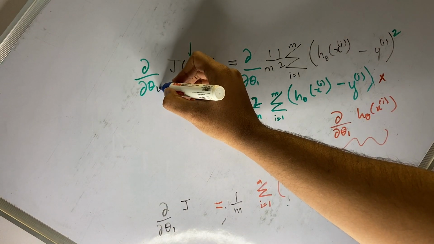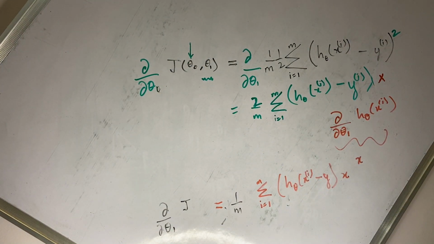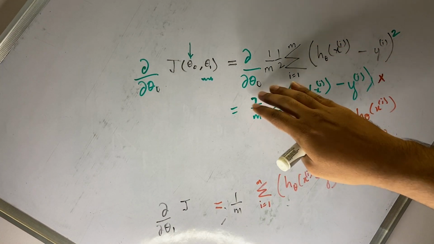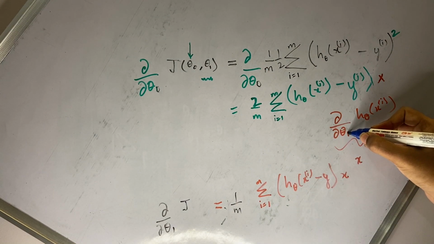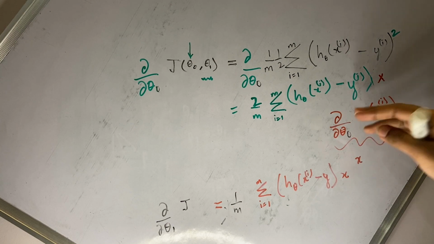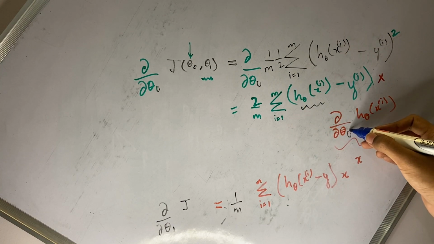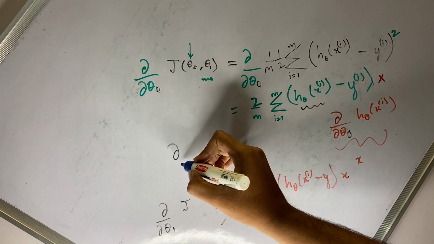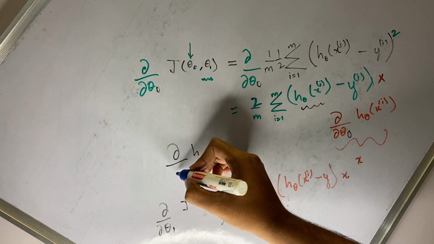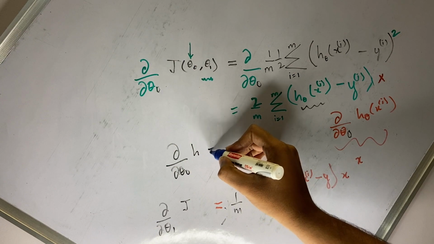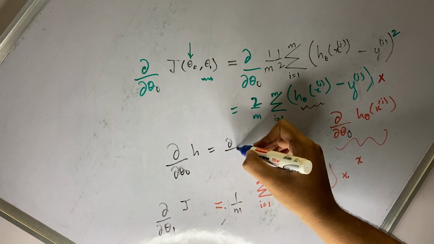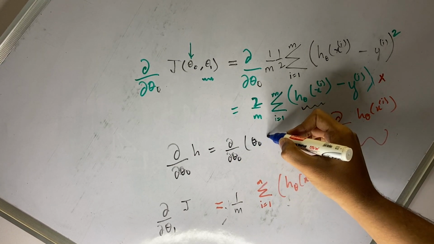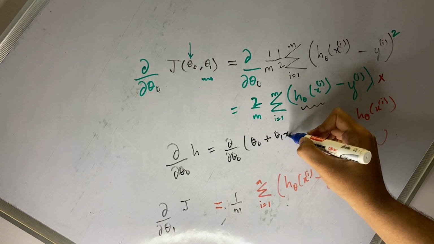When it comes to θ0, again this will vary. So when it comes to θ0, we would differentiate this term with respect to θ0, and as a chain rule, we would differentiate this particular term with respect to θ0. When we do that, the differentiation of the hypothesis with respect to θ0 will be θ0 plus θ1 into x.